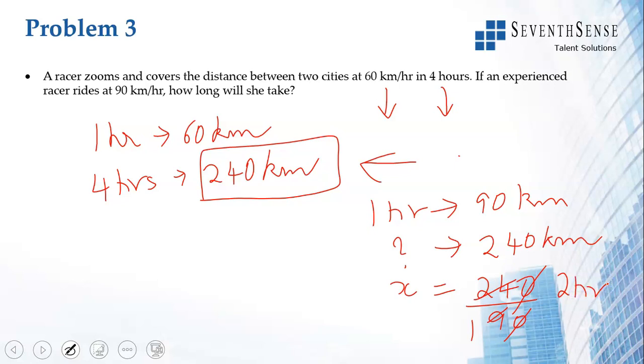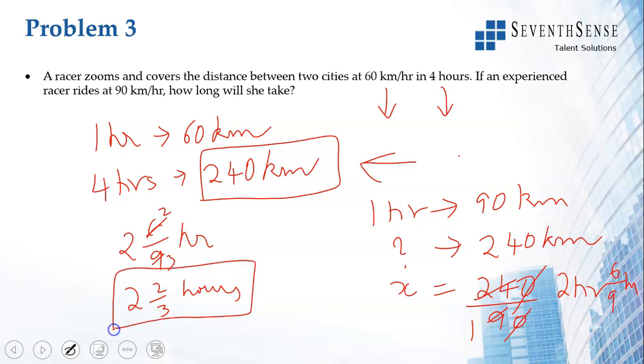hours, and then 6 by 9 hours. You get 2, 6 by 9 hours. Dividing by 3, 6 by 9 is 2 by 3. So 2 by 3 hours is the time the experienced racer takes. This is less than 4 hours because the speed is greater. So 60 into 4 is 240 kilometers, and 240 kilometers by 90, you get 2 by 3 hours.